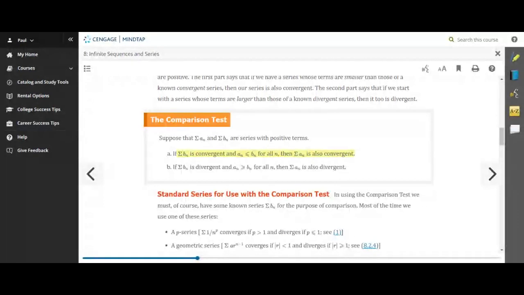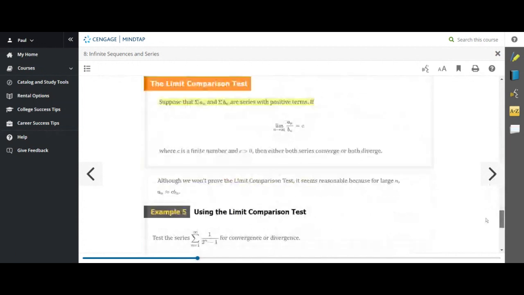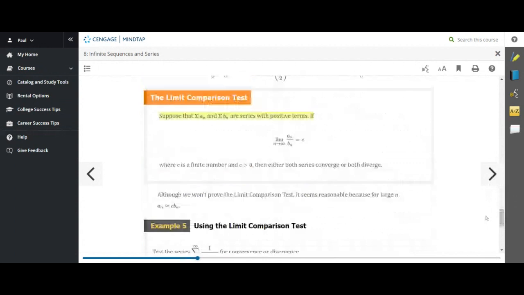So this is the comparison test, and we tried to use part A of the comparison test, but it won't work, because our series is larger than the convergent series. So let us look at another test called the limit comparison test. It's actually a beautiful test.